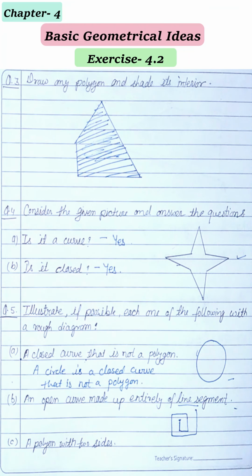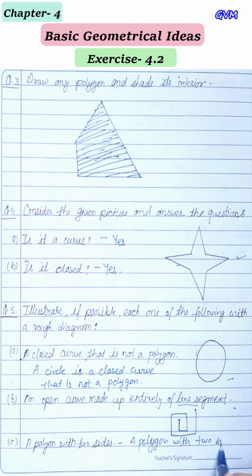Okay. Now C part we have a polygon with 2 sides. So students, as we know that a polygon must consist of at least 3 sides, so it will create a polygon. Okay, so that's why a polygon with 2 sides is not possible.